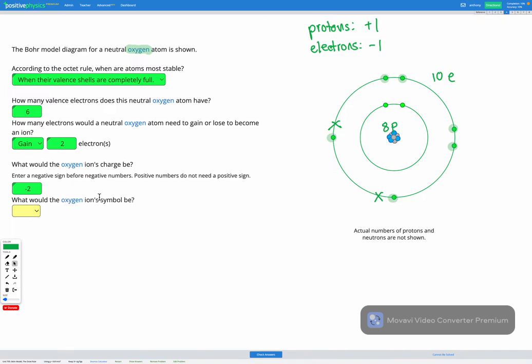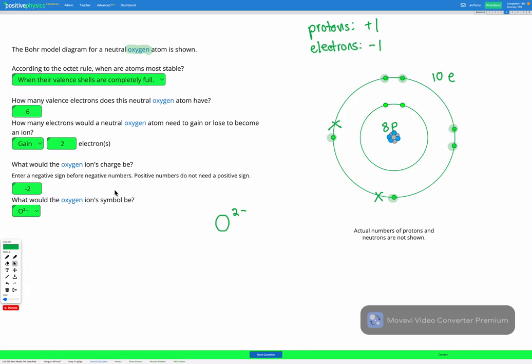Finally, it asks us, what would the oxygen ion's symbol be? So the symbol for an ion is first the symbol for our element, which is going to be the letter O. If you don't know that, you can look in the periodic table to check. Then we add the charge afterwards, but strangely we put the number first and then we put the positive or negative sign. So oxygen would be oxygen 2 minus. So let's fill that out in our last box here.